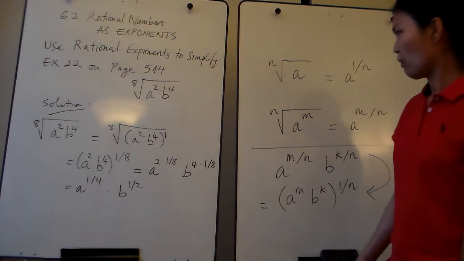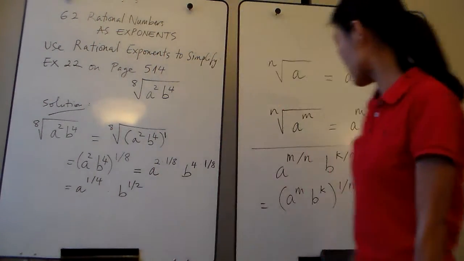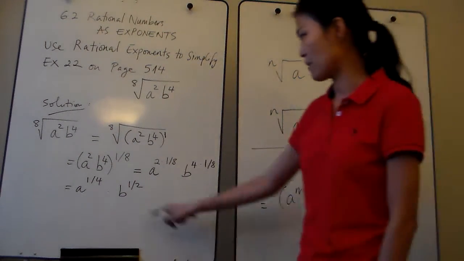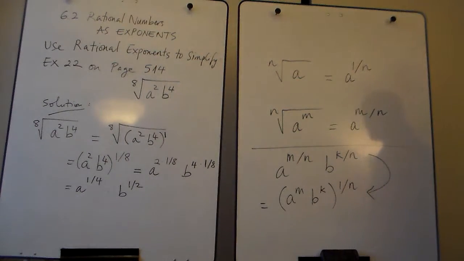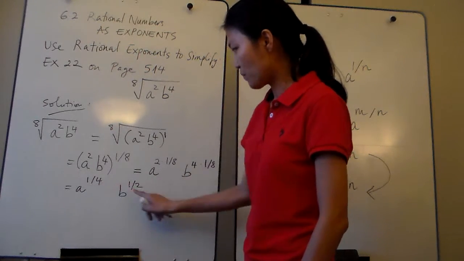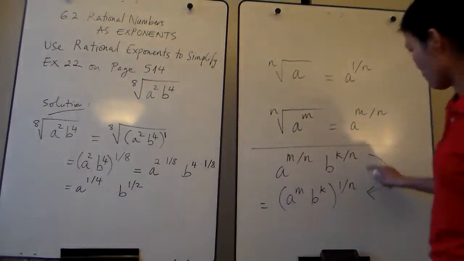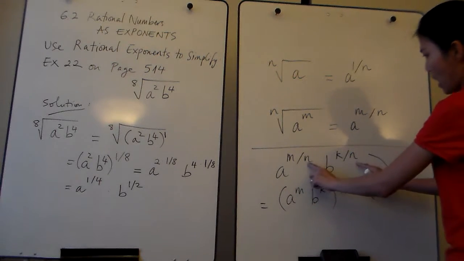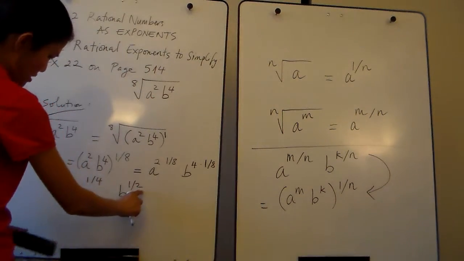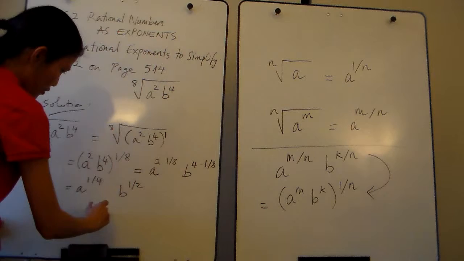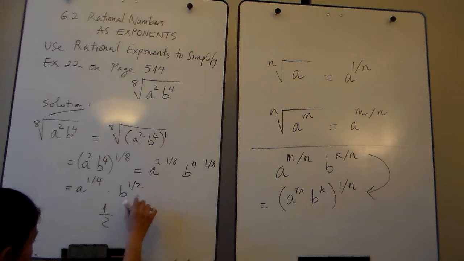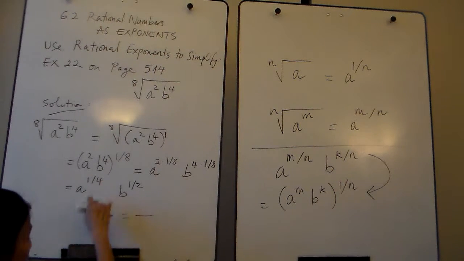So if I have A, which is A here, the exponent is 1 divided by 4, and B is B here, and the exponent is 1 divided by 2. Now you notice that 1 over 4 and 1 over 2 don't have the same denominator, right? To go from here to here, you must have the same denominator, okay? So I need to convert this 1 over 2 exponent to the form that has 4 as its denominator.